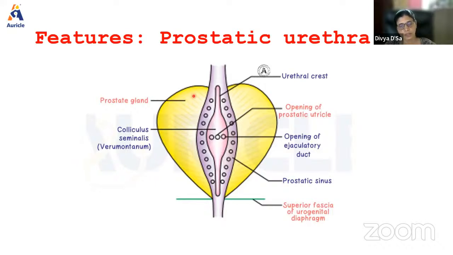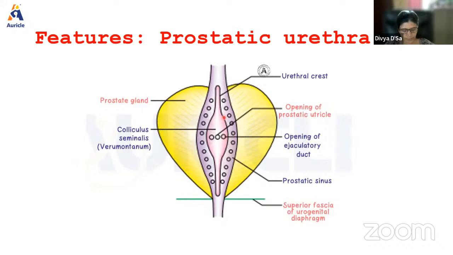So "except" or something like that will be asked as an MCQ question. Here what we see first is the urethral crest, in the prostatic part. So this urethral crest is what? It is a median longitudinal mucous fold.